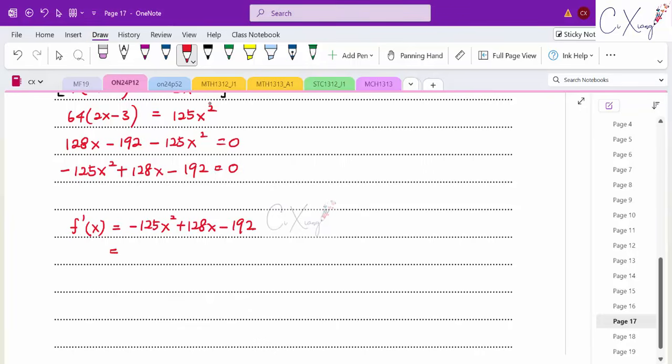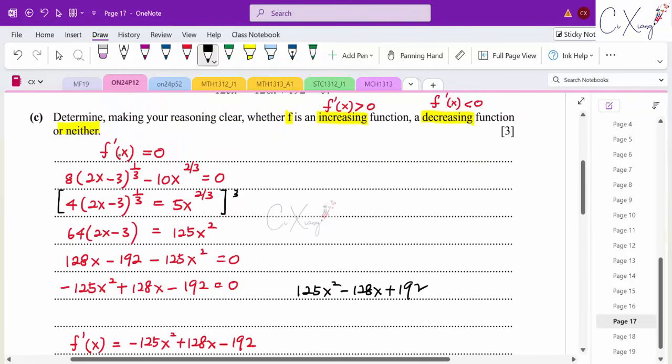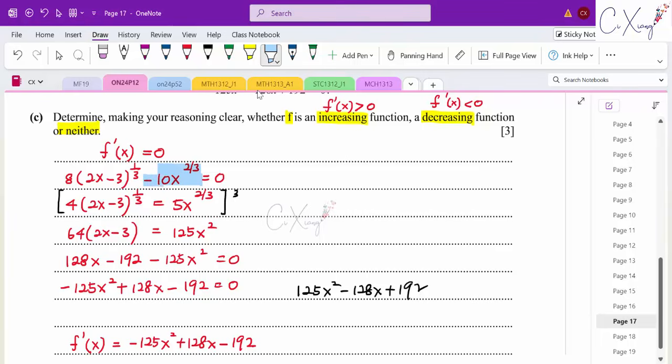Okay, so maybe some of the students will ask, why am I using f prime x equals to negative 125x squared? Why can I not use 125x squared minus 128x plus 192 to complete the square? Okay, so I'm taking negative 125x squared, but not taking this one. The reason is, if you have a look at the original f prime x, this is the original f prime x, the power of 2, I mean the square, is having a negative coefficient.